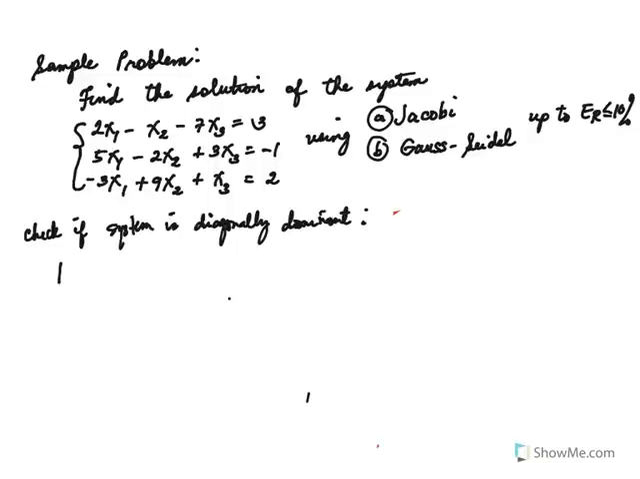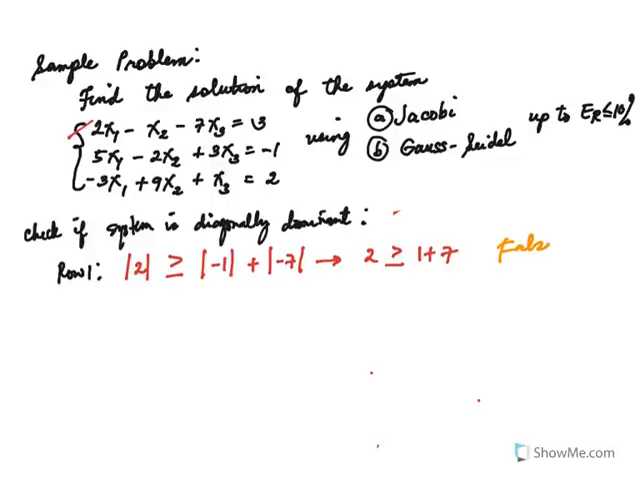So for row 1, titingnan natin, dapat yung absolute value ni 2, yung numerical coefficient A11, should be greater than or equal to the absolute value of negative 1, yung numerical coefficient ni x2, plus absolute value of negative 7. So is 2 greater than or equal to 1 plus 7? So that's false. 2 is not greater than 8.